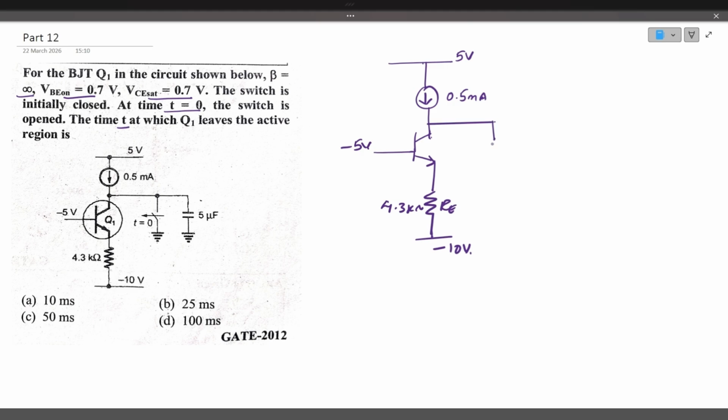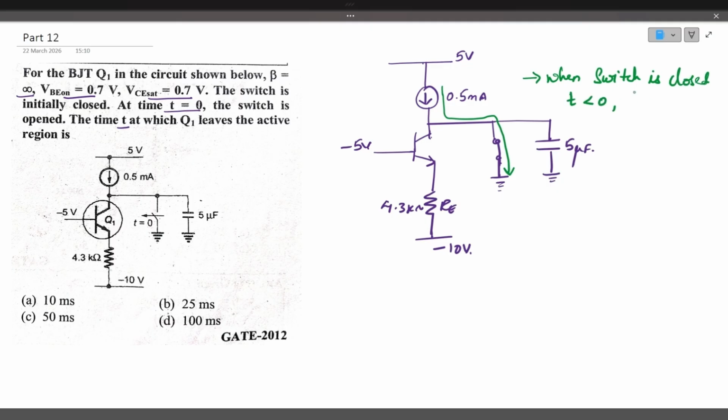Here there is a branch. There is a switch here. And there is a capacitor across the switch, that is 5 microfarads. They are saying that initially the switch is closed. And when the switch is closed, the entire current flows through this short circuit. Because this acts like a short circuit, the entire current flows in that path and the transistor will be in off condition. So when the switch is closed, that is at t less than 0, the transistor will be off.